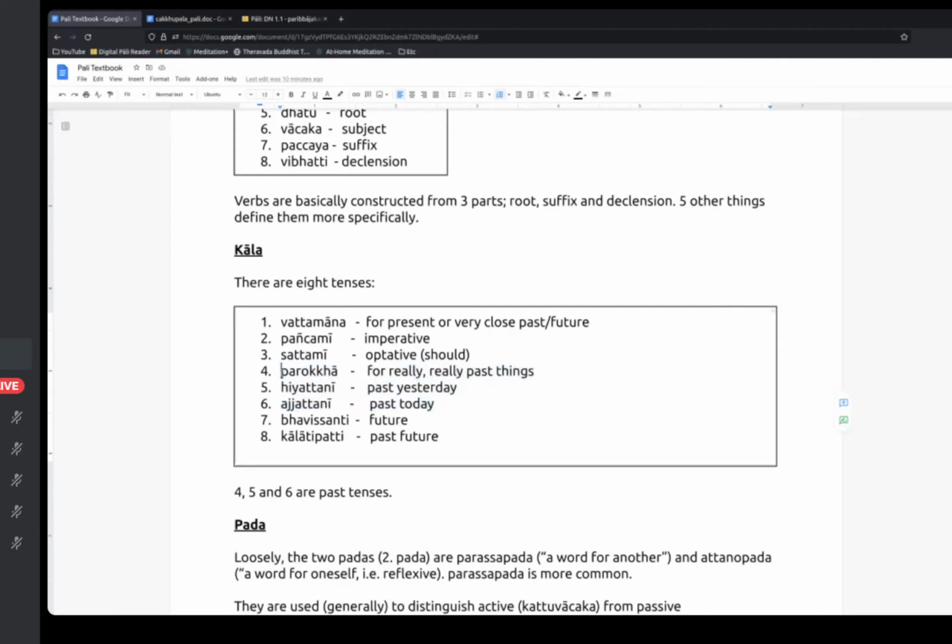Parokkha is generally used for things in the ancient past. Hiyattani is for things in the general past, let's say. And Ajjatani is things in the recent past, so only today. These are translated this way because hiya means yesterday, ajja means today. But they don't really accord with that. It's not just for things that are today. Anyway, these ones are all going to have their own declension set. So this is where we get the paradigms. Each one of these has its own paradigm.